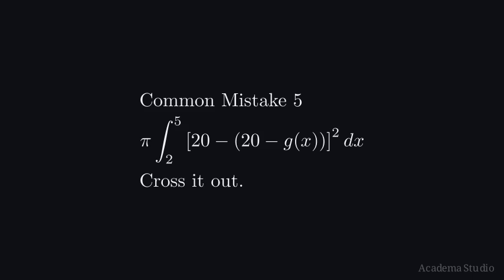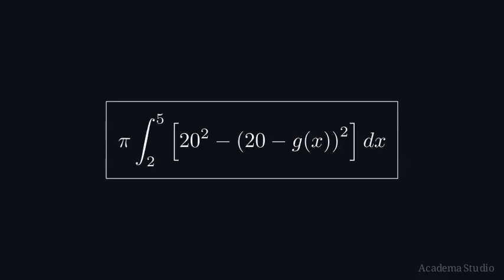Common mistake 5. Pi the integral from 2 to 5 of 20 minus g of x to the power of 2 dx. The washer formula subtracts the squares of the radii. It does not square the difference of the radii. The final answer, substitute the known side lengths. Pi the integral from 2 to 5 of 20 squared minus 20 minus g of x to the power of 2 dx.